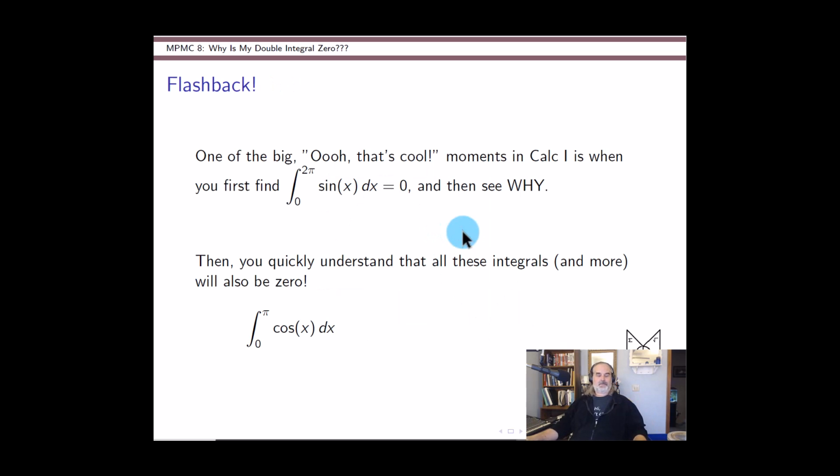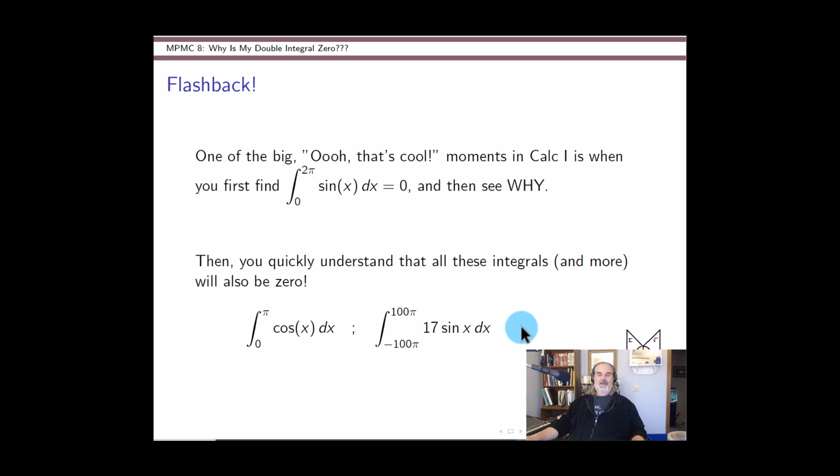Okay, and then you go off to the races from there, because then you can go to the cosine graph, and the integral from 0 to pi of that is 0, and you draw the graph and you see exactly why. And maybe you take the sine function and let it wiggle way out and think of an integral like that. You already know it's probably going to be 0 depending on the endpoints.